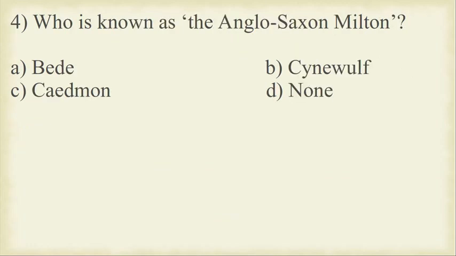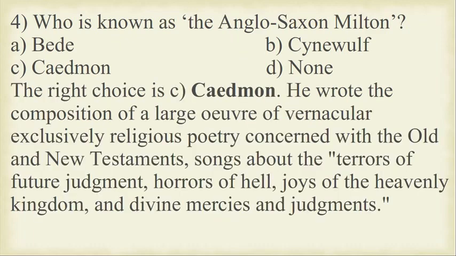Question number 4. Who is known as the Anglo-Saxon Milton? Option A, Bede, option B, Beowulf, option C, Caedmon, option D, none. The right choice is C, Caedmon. He wrote the composition of a large oeuvre of vernacular exclusively religious poetry concerned with the Old and New Testaments, songs about the terrors of future judgment, horrors of hell, joys of the heavenly kingdom, and divine mercies and judgments.